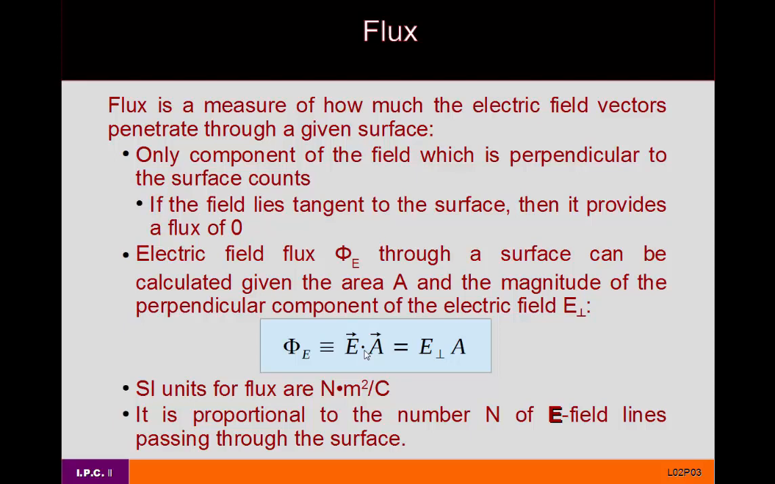So usually when we talk about dot products, we're referring to two vectors and trying to figure out what's the projection of one vector onto the other vector. In other words, what components of the two vectors are commonly parallel to each other. So the more parallel two vectors are, the larger will be their dot product. But here we're saying that we want the perpendicular component of E to A, and yet it's a dot product. So what gives?